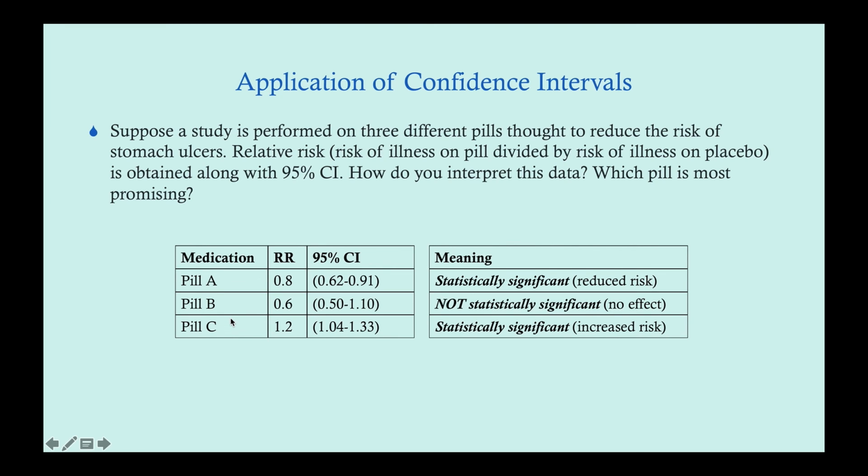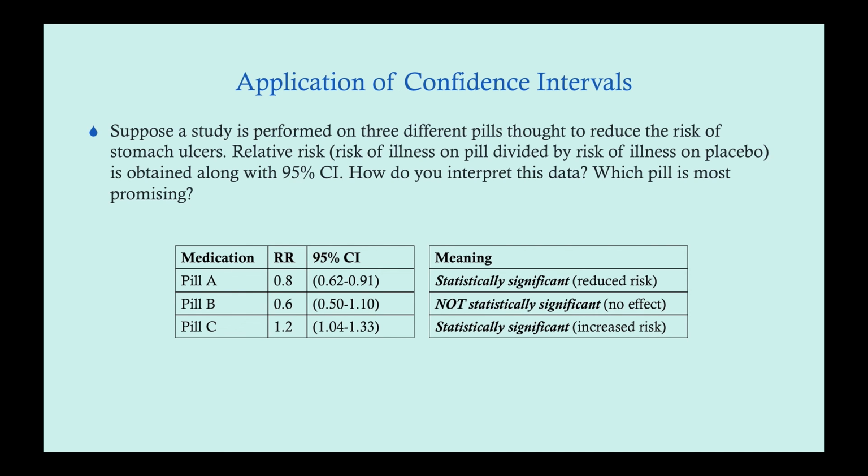Why are they statistically significant? Well, we have something that we haven't introduced yet called a null value. And the null value is a value that tells you that there's really no effect. In this case, that would be a relative risk of 1.0. So 1.0 means there's no effect. You might as well give a placebo to everybody because there's no effect of the pill.